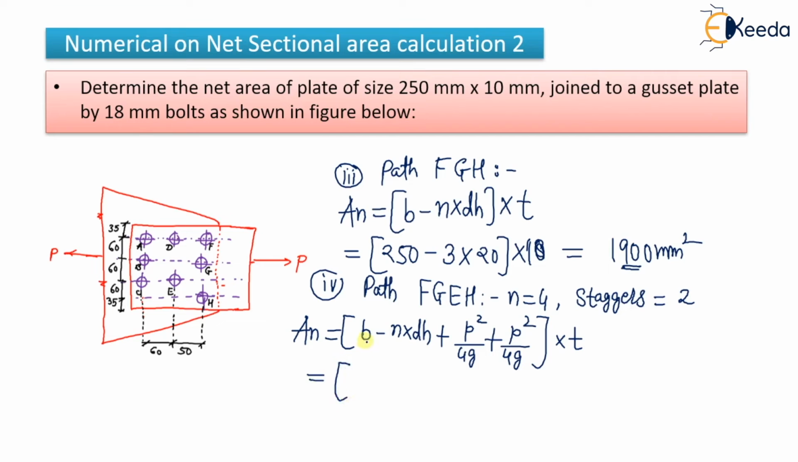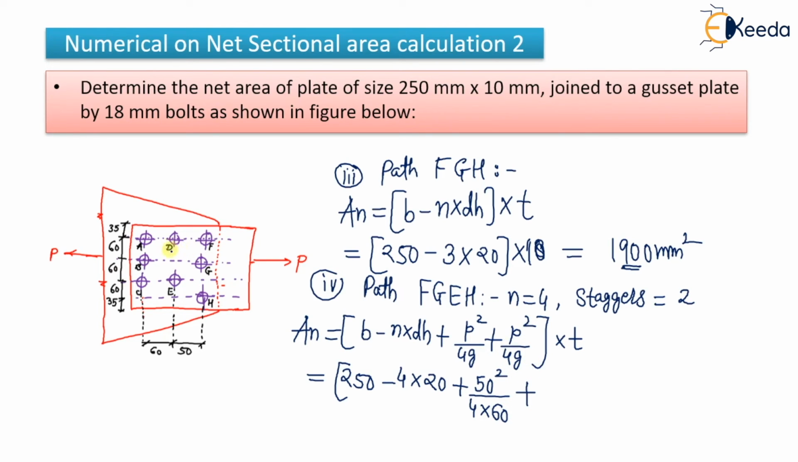Now comes B. What is B? It is 250 mm minus N, the number of bolts, which is 4, into DH. DH we have calculated, it is 20 mm, plus P square by 4G. Now for this stagger FGEH: from G to E, the first stagger, the pitch is 50 mm, so I'll put 50 square divided by 4 into G. What is the value of G here? Going from G to E, it is 60 mm, so I'll put 60 here. Then P square by 4G again.